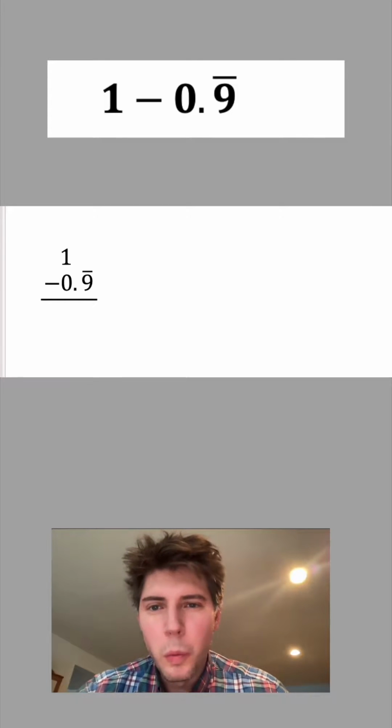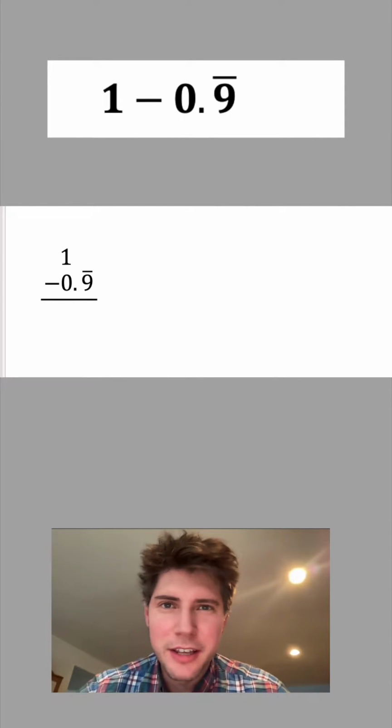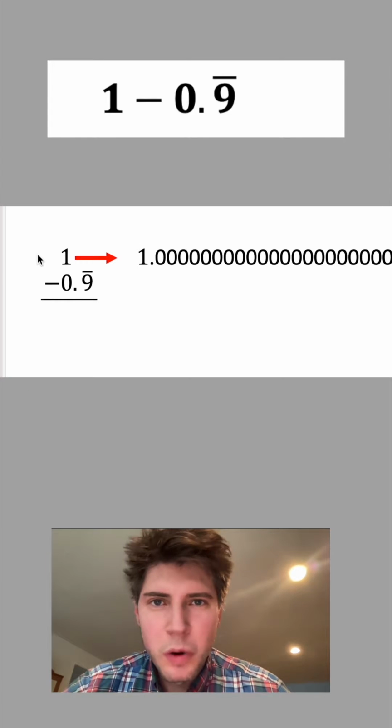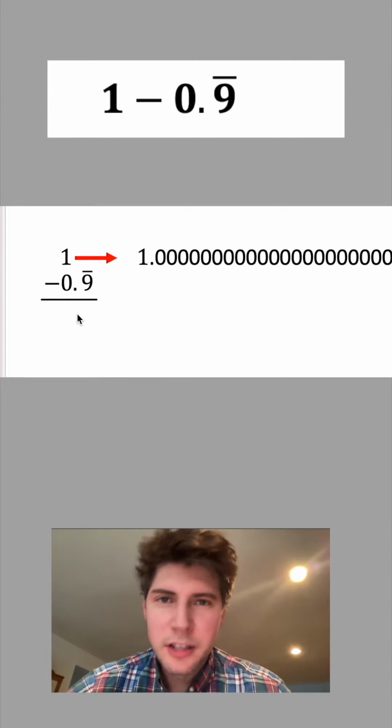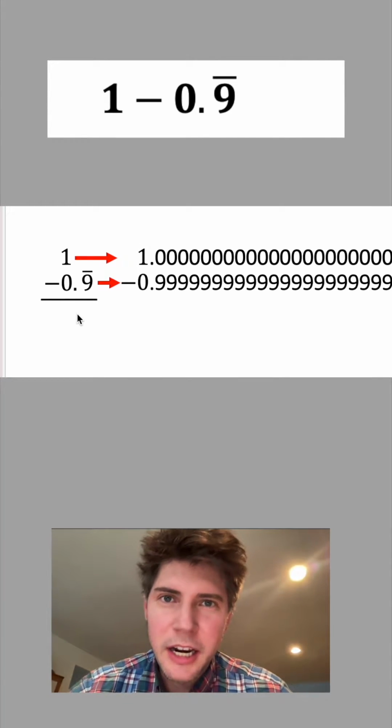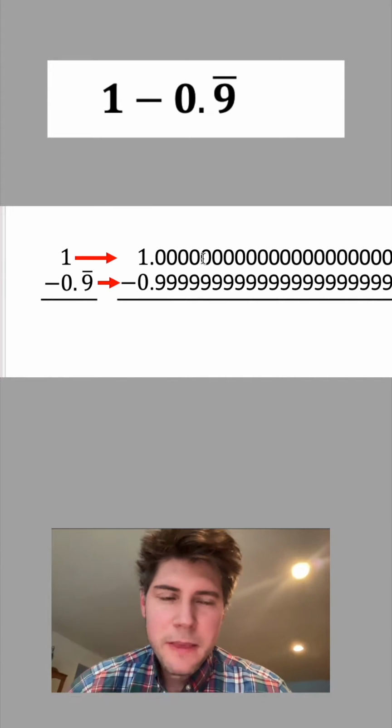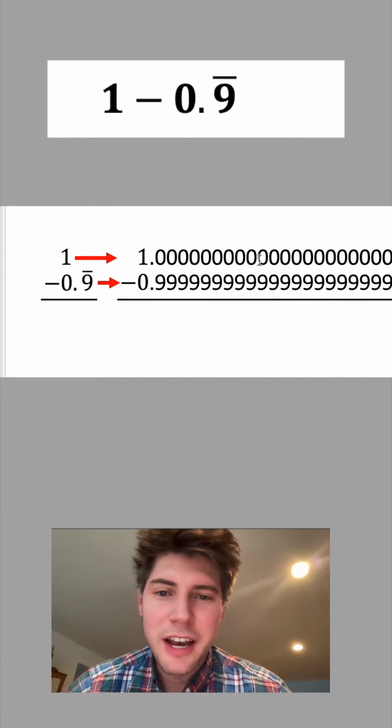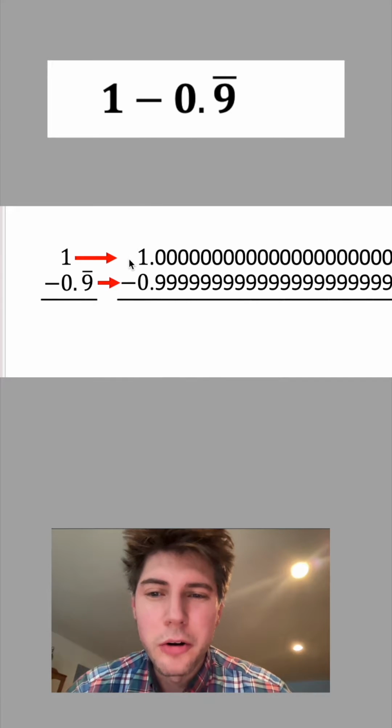Someone suggested 1 minus 0.9 repeating. I like this idea. Let's rewrite our 1 as 1.00000 forever, and let's rewrite our 0.9 repeating as 0.99999 forever. And let's subtract them. Since these are all zeros and these are all nines, I can't do any of these subtractions, so I need to borrow from this 1.